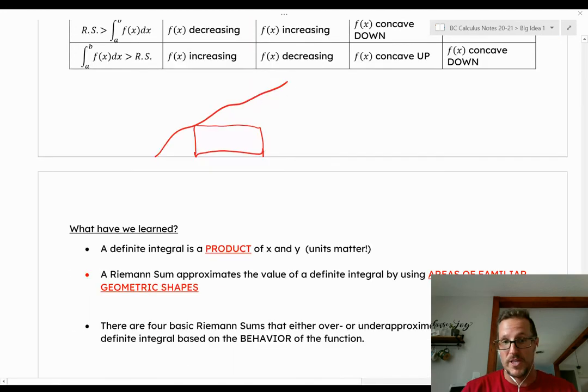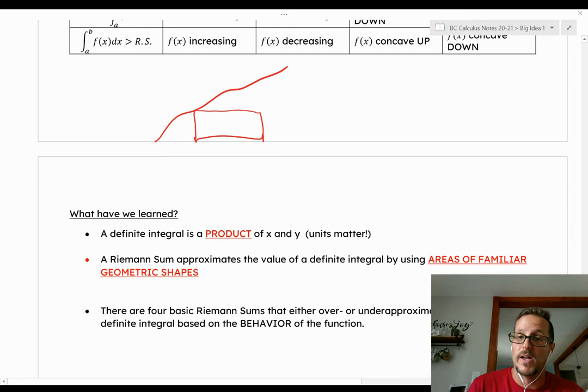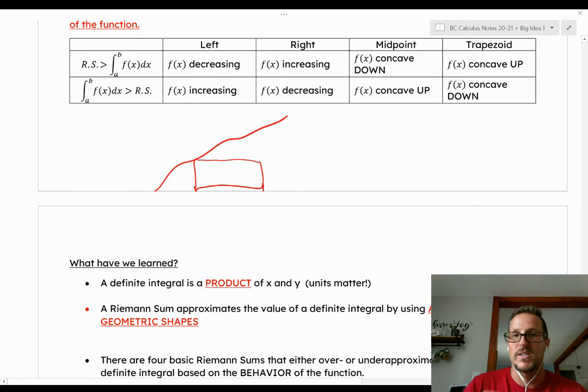So overall, over these past two videos, we know that a definite integral is a product of x and y. We know that a Riemann sum can approximate the value of a definite integral just by adding up areas of familiar geometric shapes. We know that those geometric shapes include trapezoids and rectangles. And we know also how to tell when Riemann sums over or under approximate the value based on the behavior of the function: increasing, decreasing, concave up, or down. So that's what you need to know about definite integrals.